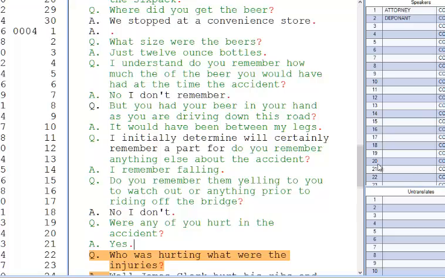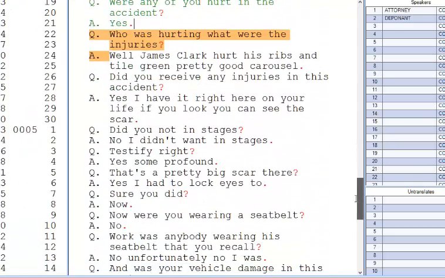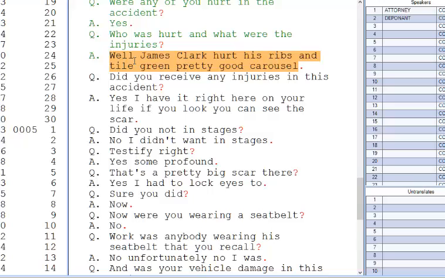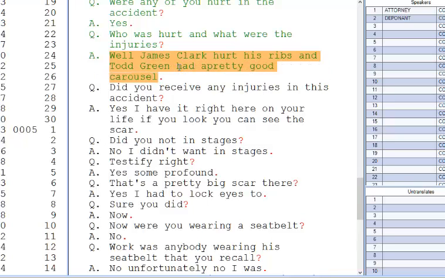Hugo, who was hurt and what were the injuries? Well, James Clark hurt his ribs and Tom Green had a pretty good cut on his thumb. Control I to initial cap.